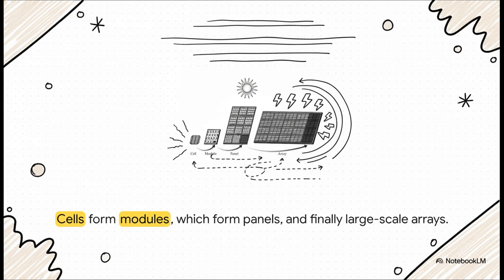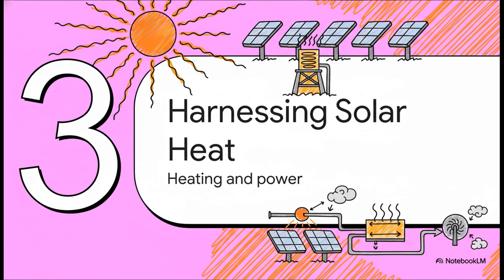We wire individual cells together to form modules, we assemble those modules into panels, and then we combine those panels into massive arrays. It's that teamwork that creates the power we can actually use. All right, so that's the photovoltaic effect.